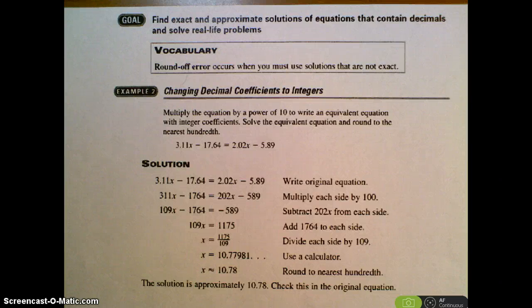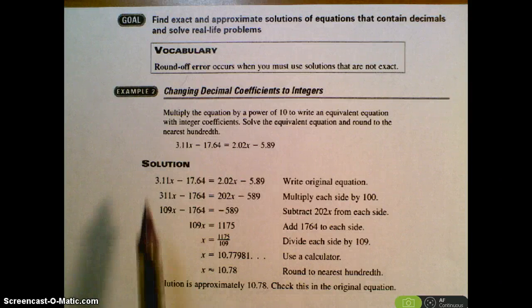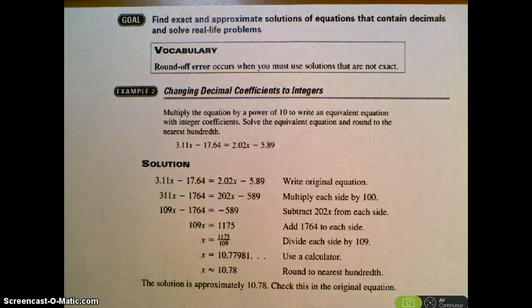Sometimes when we see decimals or fractions, we have a tendency to wig out, but these should not really scare us. So let's look at this example 2 here that we have. We have an equation that has decimals on both sides of the equal sign.